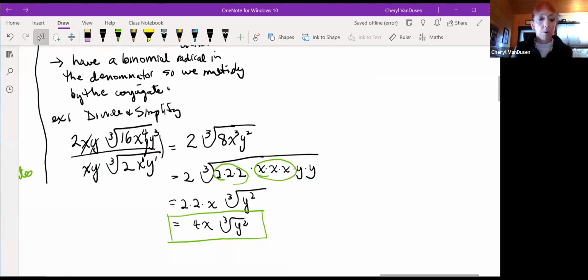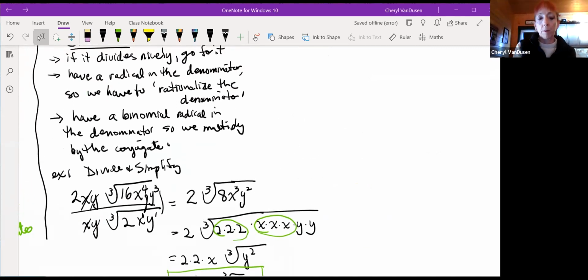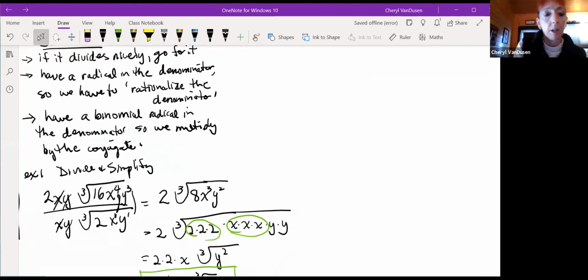All righty, so now we're going into the second option, which is if we have a radical in the denominator, we have to do something called rationalizing the denominator. So our directions are going to be exactly the same. Example 2, divide and simplify.